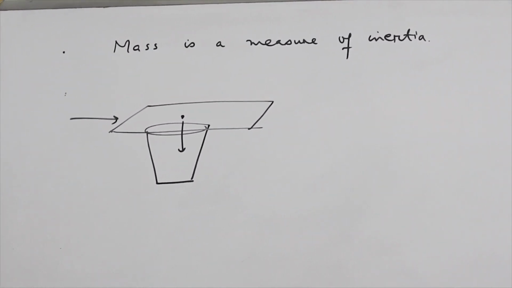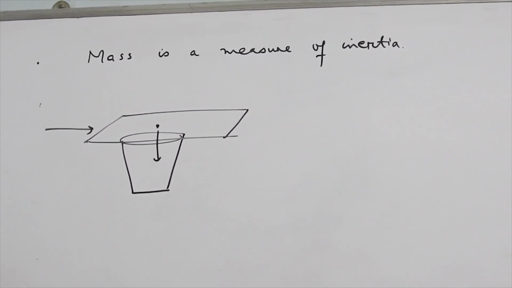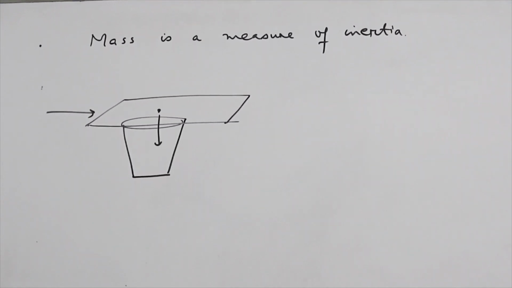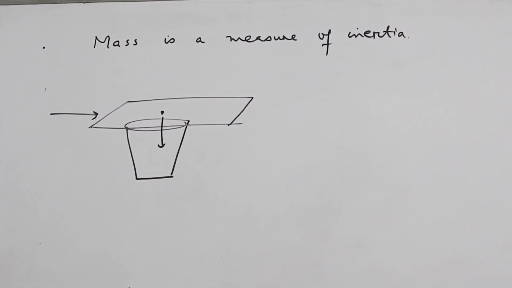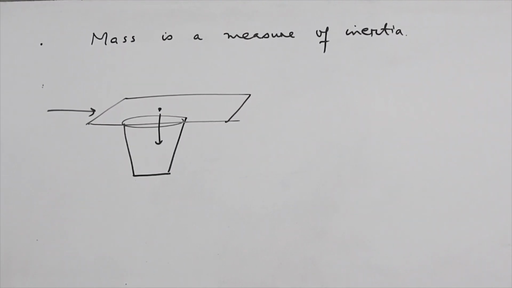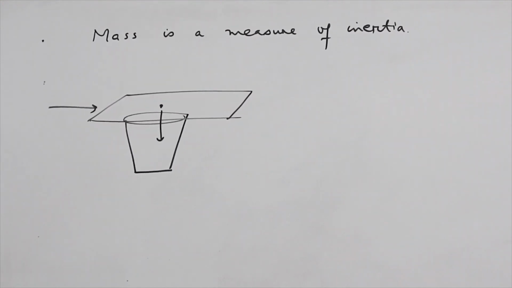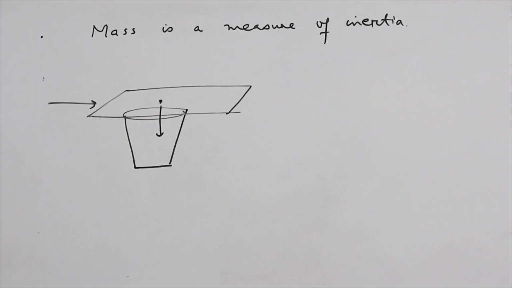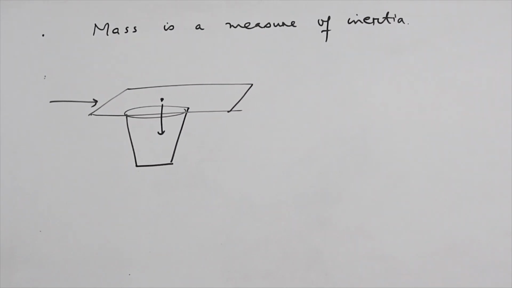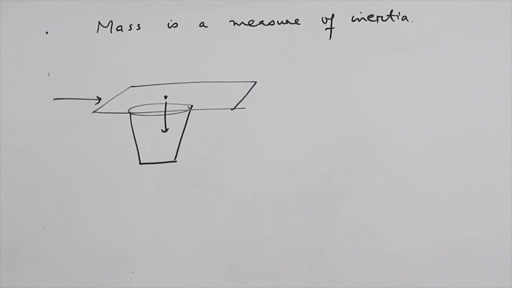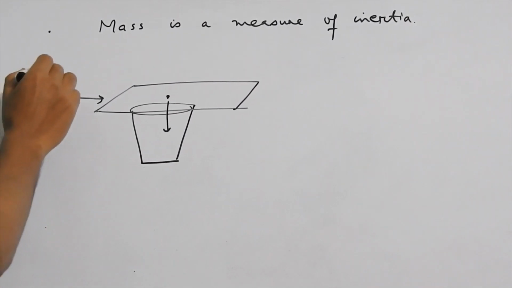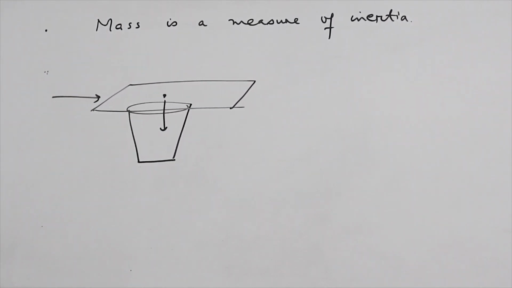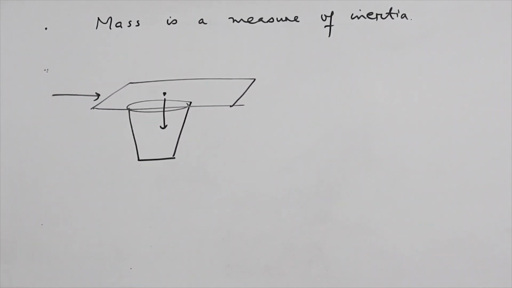Now, as far as inertia of motion is concerned, a body in a state of motion continues to be in a state of motion with the same speed, in the same direction, in a straight line, unless an external force acts upon it. And this is what we call inertia of motion.